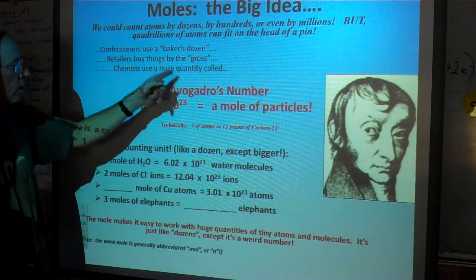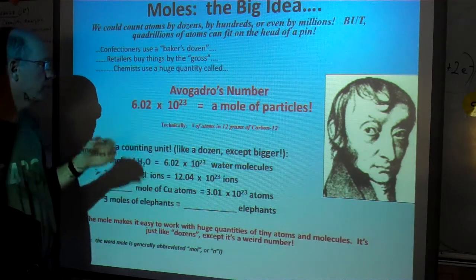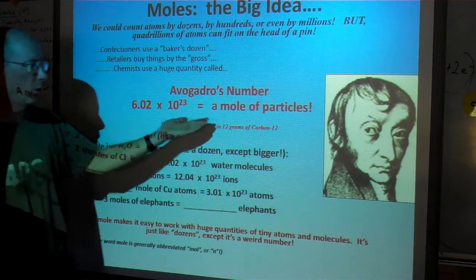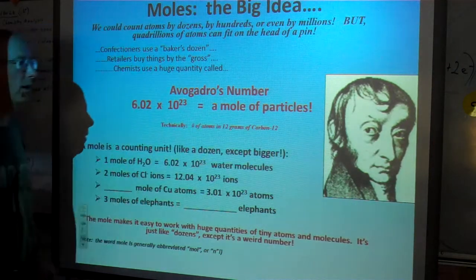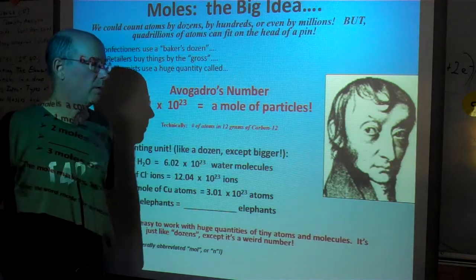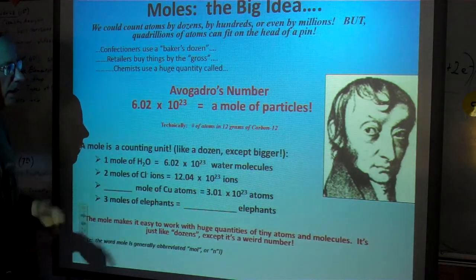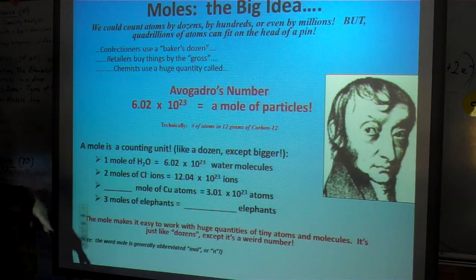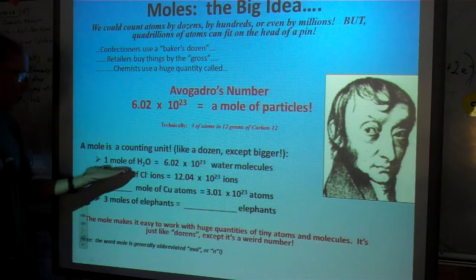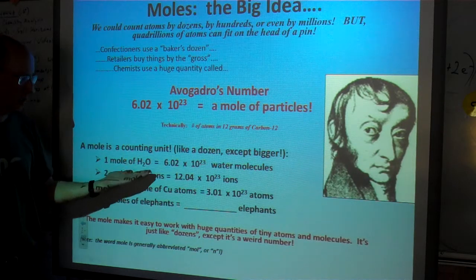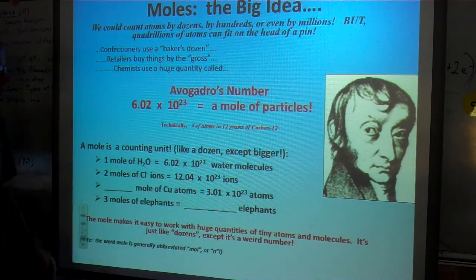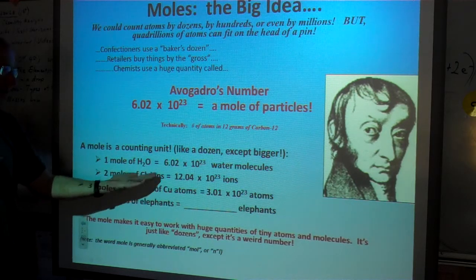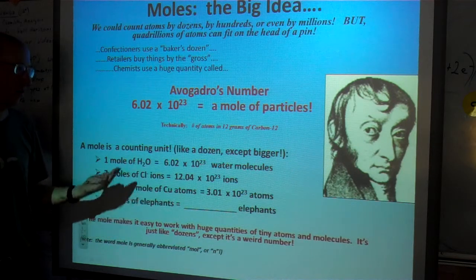But chemists use a huge quantity called Avogadro's number. And the number is 6.02 times 10 to the 23rd. It's a mole of particles. There's Amedeo Avogadro right there. And this number is named for him, although it was his students who actually came up with the exact number. So a mole is like a counting unit, like a dozen except for bigger. So we could say 1 mole of H2O molecules is 6.02 times 10 to the 23rd water molecules. We could say 2 moles of chloride ions is 12 times 10 to the 23rd ions.